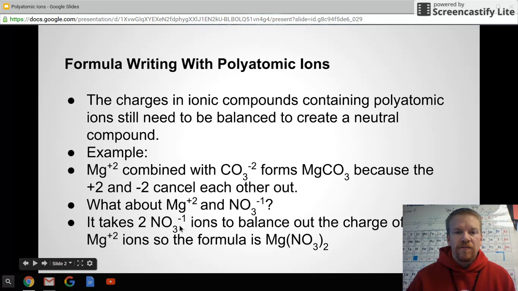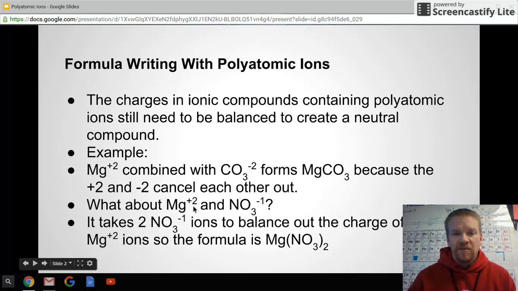So when you're writing formulas with polyatomic ions, basically the charge needs to be neutral within any compound. And when you're writing formulas using polyatomic ions, it's no different than when you are using monatomic ions. And so when an Mg+2 and a CO3 -2 are going to combine, it's going to be in a 1-to-1 ratio because the +2 and the -2 cancel each other out. Right? So in this case, my charge is balanced. So it only takes one of each. So we would just write that MgCO3, and this would be called magnesium carbonate.